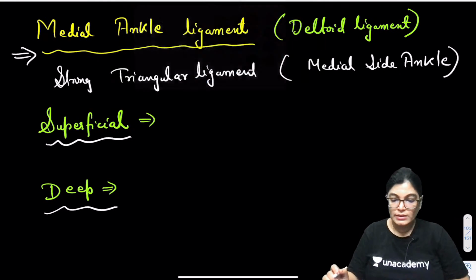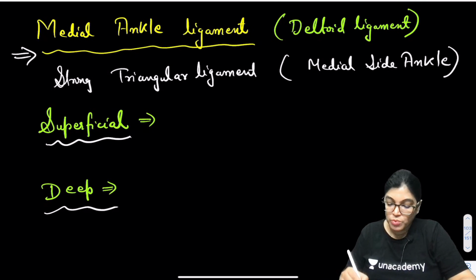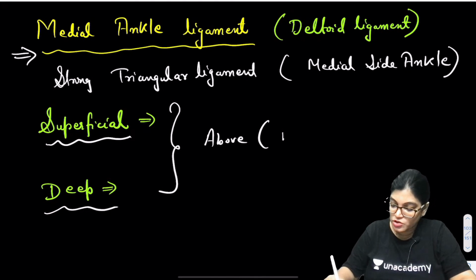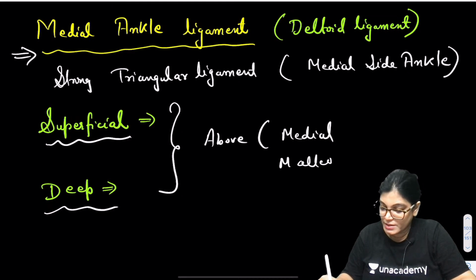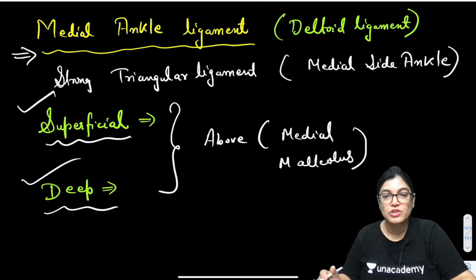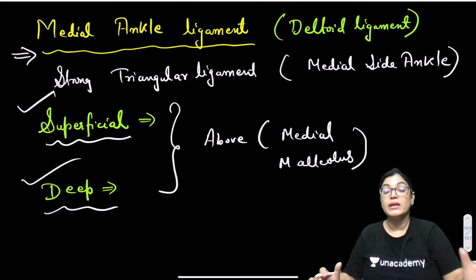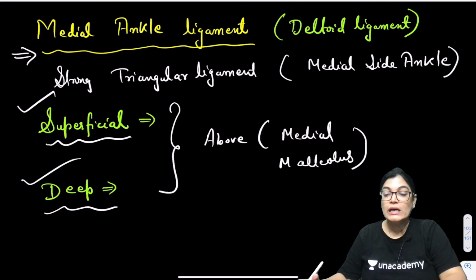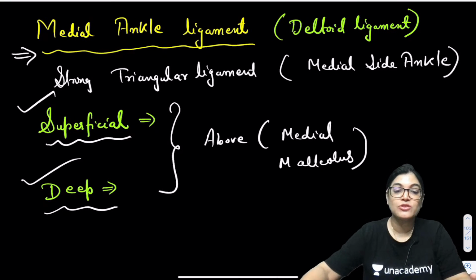Now talking about the superficial part and deep part, both have attachment above, or proximally, to which structure? Medial malleolus of tibia. What is medial malleolus? The lower end of tibia. Both superficial and deep parts are attached above to the medial malleolus of tibia. Now what happens in the lower or distal aspect? The medial ankle ligament diverges and is attached to different parts of the tarsus bones. It is attached to the calcaneum, the talus, and the navicular bone.